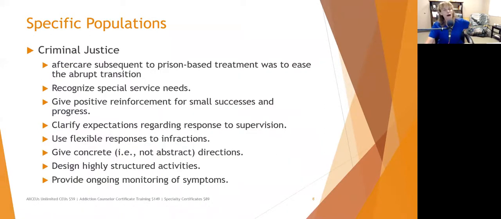Another special population is criminal justice, and there are a lot of reasons for this. Some people who have been in the criminal justice system for a long period of time have become institutionalized, and they know the jail. They know that system, and that's where they're comfortable. They know they get 3 hots and a cot. They know how it functions.